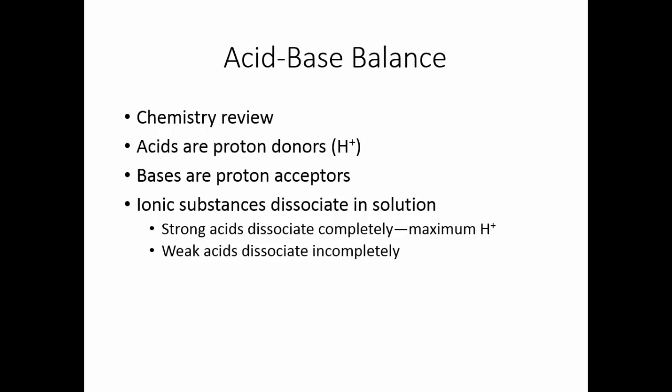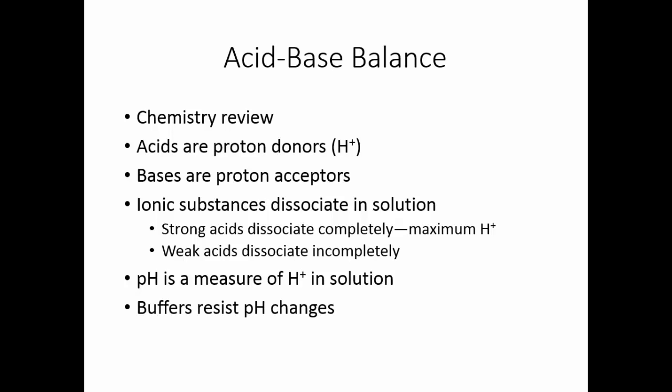But weak acids dissociate incompletely. At any given time, only a few of the acid molecules are dissociated, so they contribute fewer hydrogen ions to the solution. pH is a measure of the hydrogen ions in solution. A low pH means it's acidic, and a high pH means it's basic. Buffers are special chemicals that can either absorb hydrogen ions or give them off. As a result, they help solutions resist pH changes.